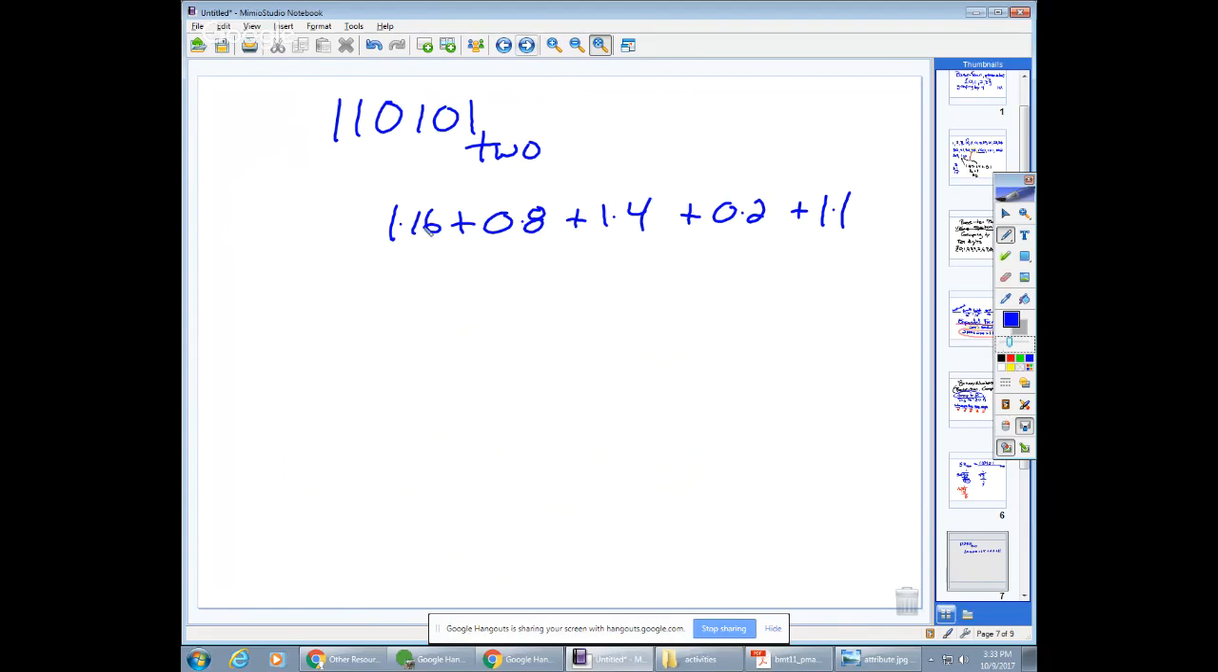116, and 132. Okay, so that gives me 32 plus 16 plus 4 plus 1. So that gives me 10, 11, 12, 13. Carry the 1, 3, 4, 5. Yep, it works out to 53 in base 10.